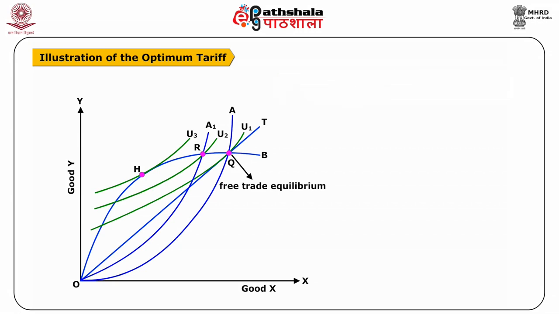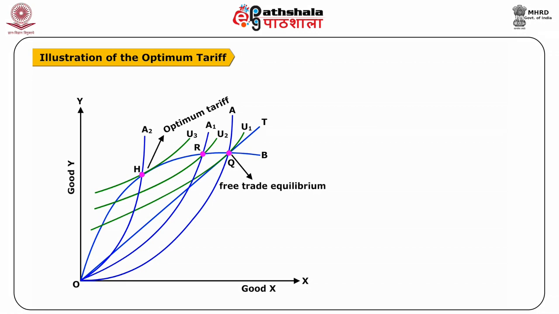Now again, if nation 1 imposes a tariff, then its offer curve moves further to OA2. The new trade equilibrium position is at point H. The movement from R to H raises the tariff, and nation 1 improves its terms of trade and welfare as the indifference curve moves from U2 to U3. At point H, nation 1 has reached a point of tangency between its highest trade indifference curve U3 and the foreign country's offer curve OB. So point H is the point of optimum tariff, that is the level at which nation 1 has achieved its highest level of economic welfare through tariff action.